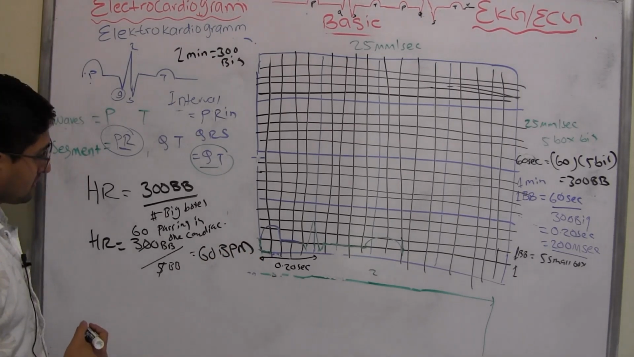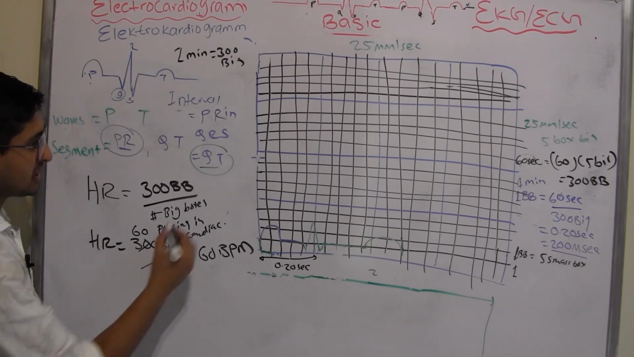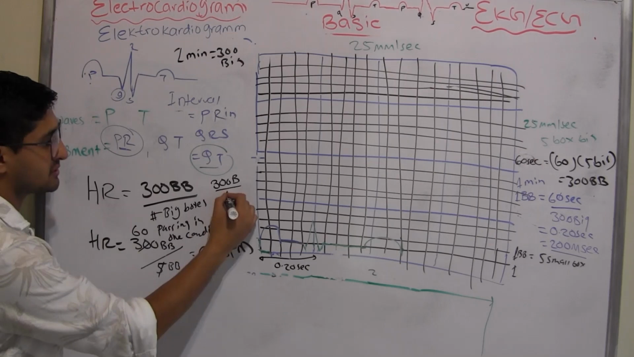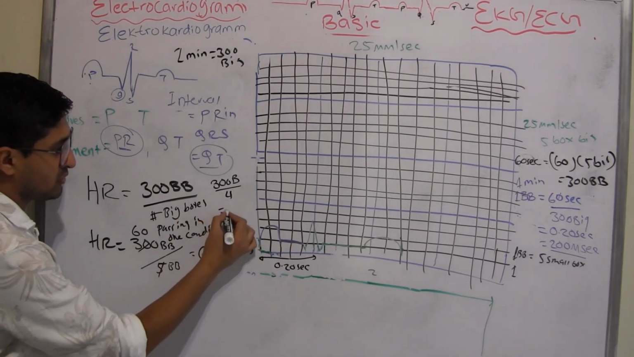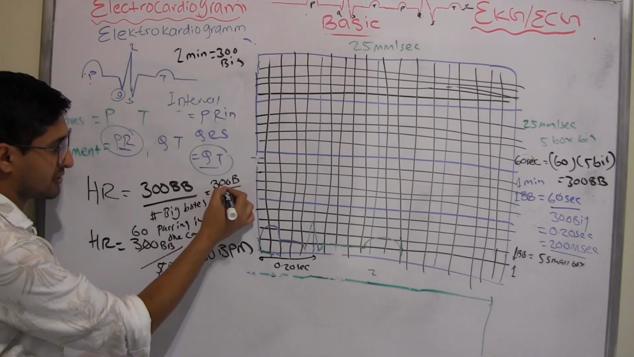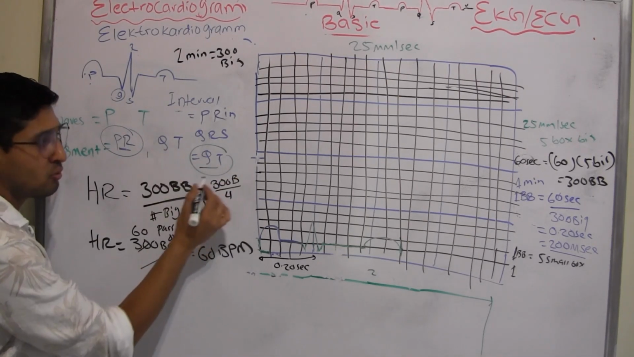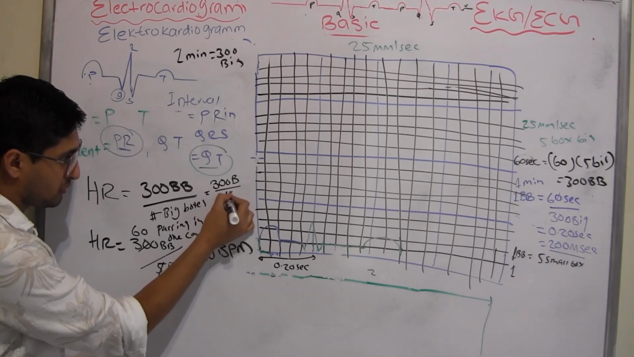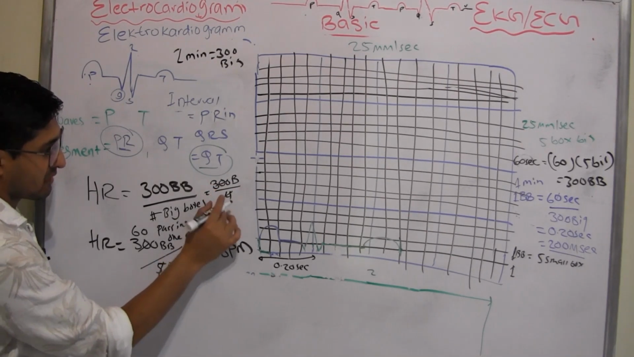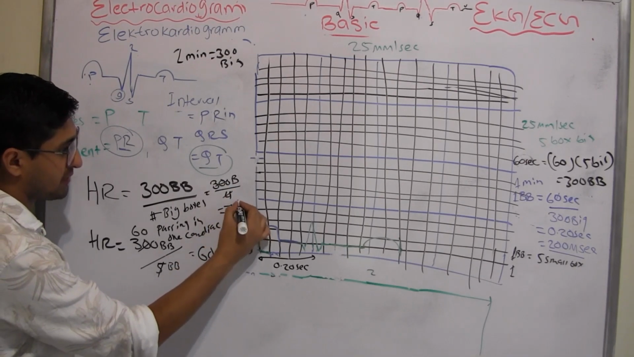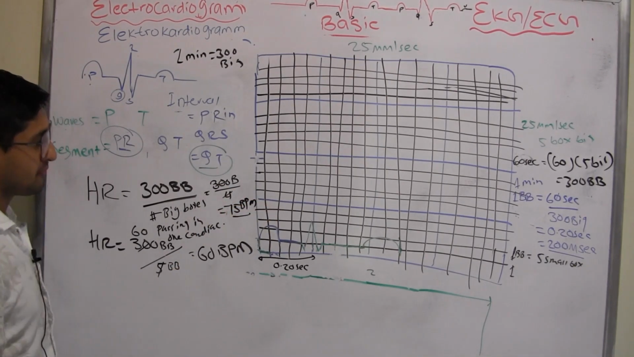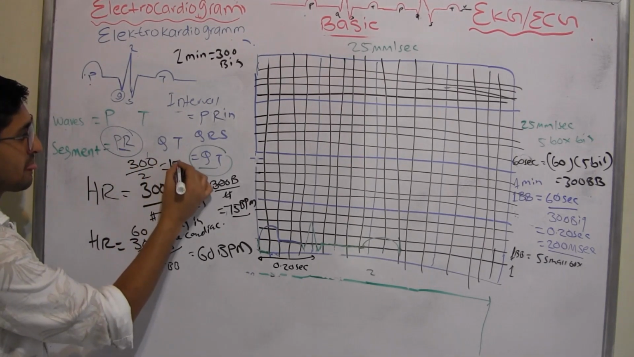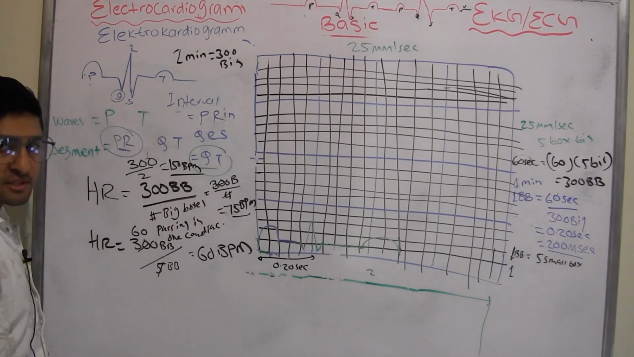Let's say that 300 big boxes pass in 1 minute, and in one cardiac cycle it passes 4 big boxes. Then you just divide. Why 300 big boxes? Because in 1 minute, 300 big boxes pass. So 300 divided by 4 would be 75 beats per minute. If 2 big boxes pass in a cardiac cycle, then 300 divided by 2 is 150 beats per minute.